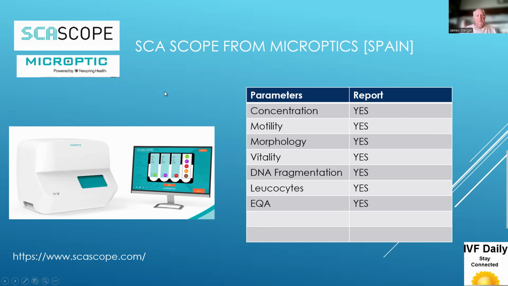So the first one is from Microptics in Spain, and this is the SA scope. It's now a fully automated system, looking at concentration, motility, morphology, vitality, DNA fragmentation, and leukocytes. And interesting that concentration and motility can be done on one slide. Morphology needs some processing of the sample on the second slide, a third slide for vitality, a fourth fairly complicated one for doing DNA fragmentation, and a last slide for leukocytes.